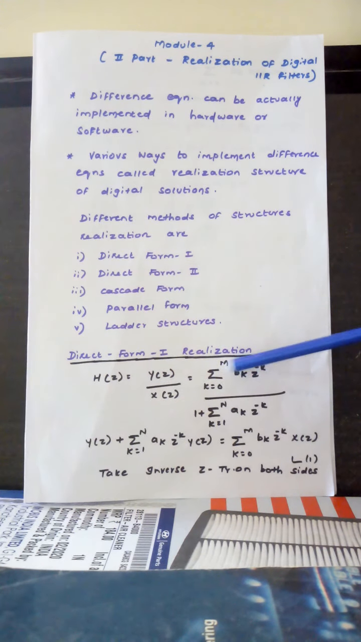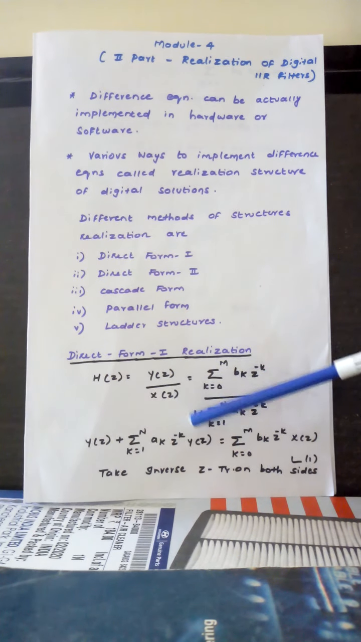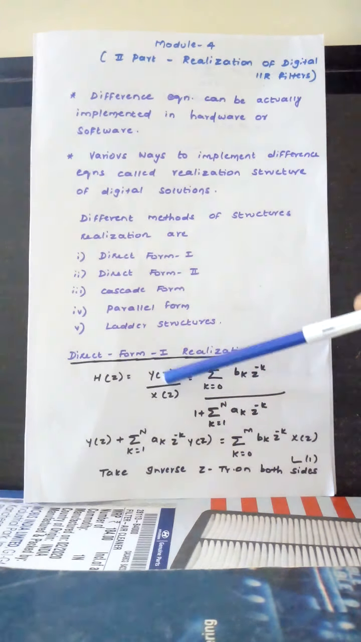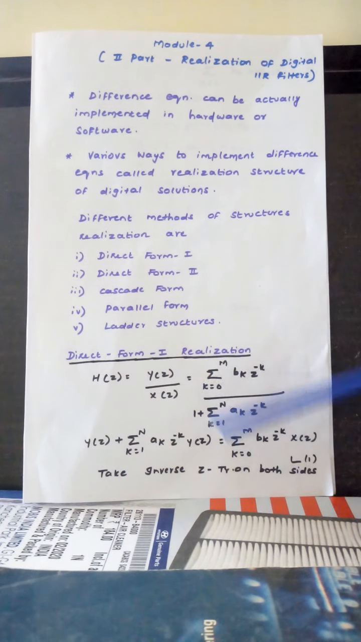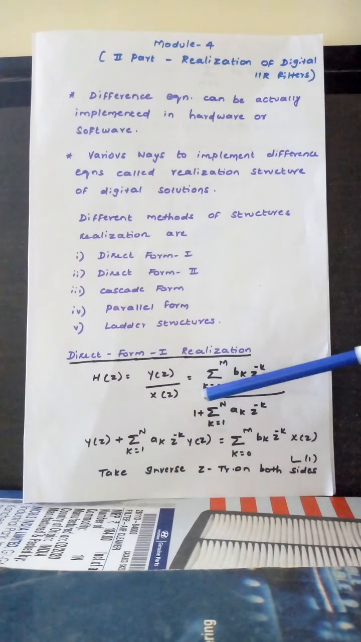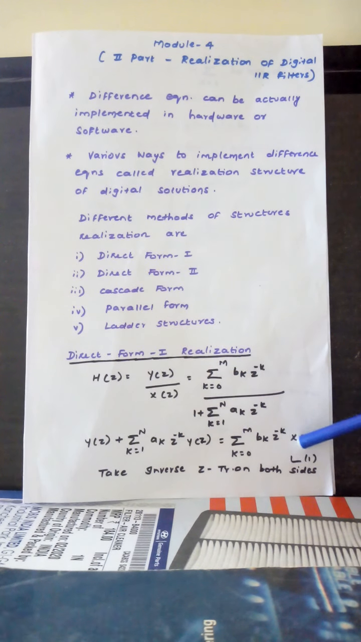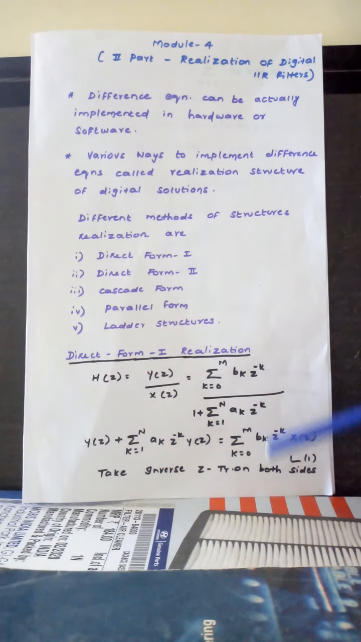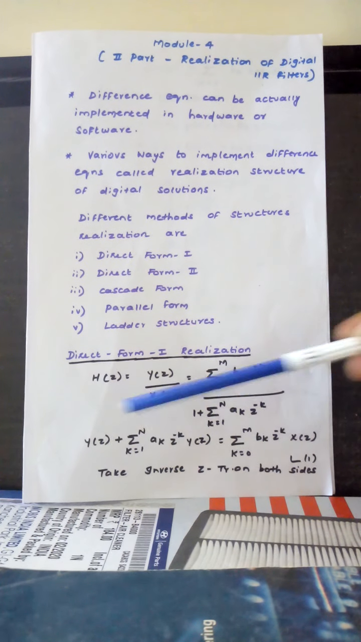If we cross multiply, we get Y of z plus summation k equal to 1 to N, ak into z to the power of minus k into Y of z, equal to summation k equal to 0 to M, bk into z to the power of minus k into X of z. Now we take the inverse z transform on both sides, and we get the equation.